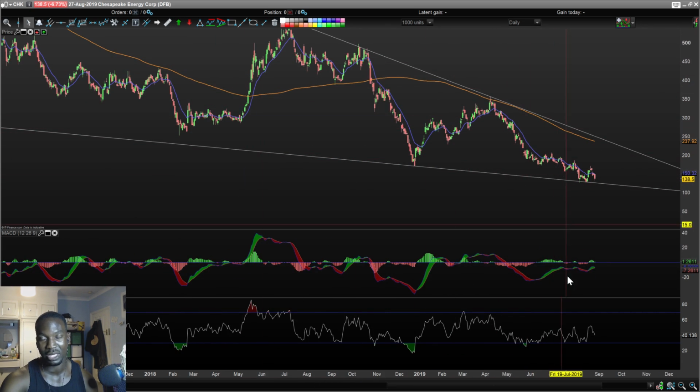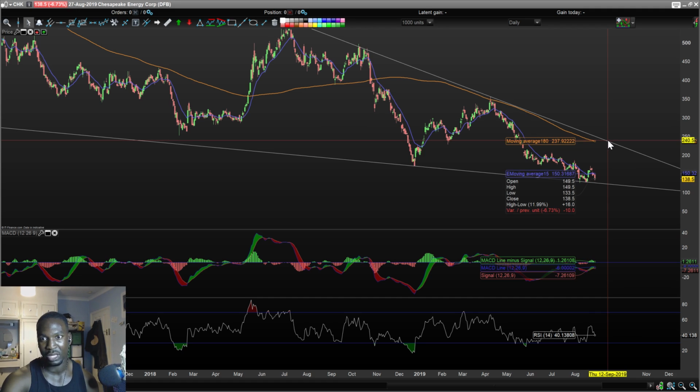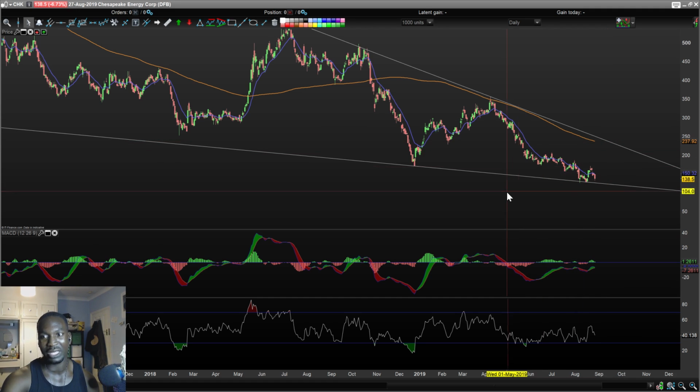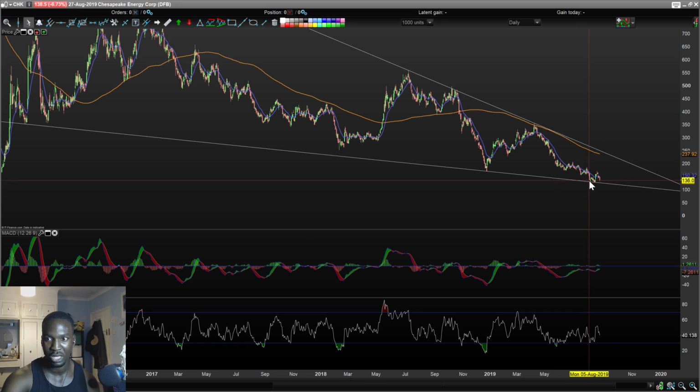The closest thing I can see is this descending wedge, and that would be a play to either short if it breaks out of the downside, or it could potentially bounce back up to hit this resistance line. I haven't really got a strong opinion on it here or there, to be honest. This isn't something I would personally trade.